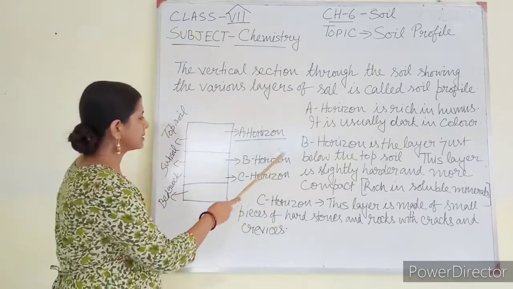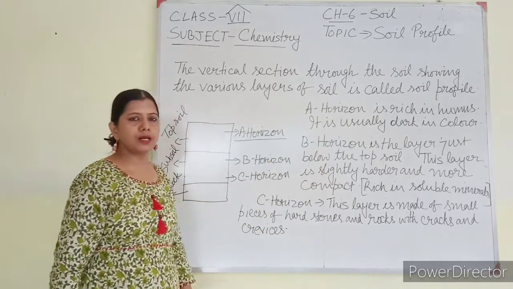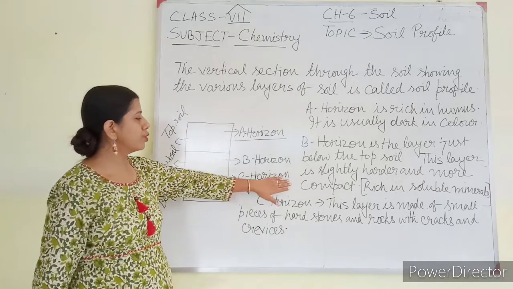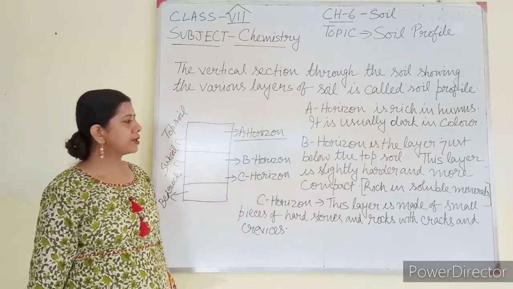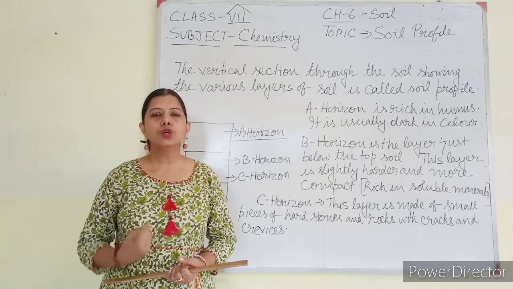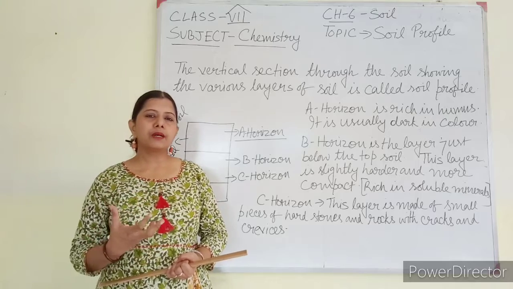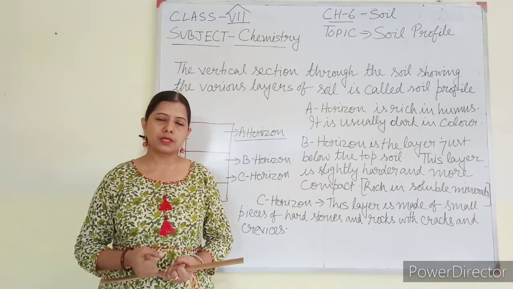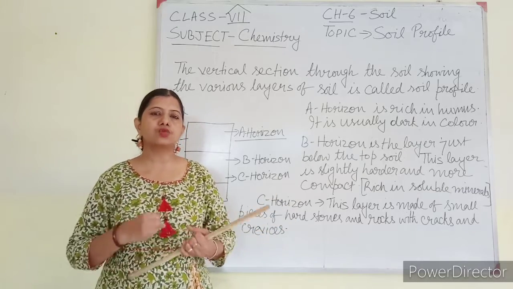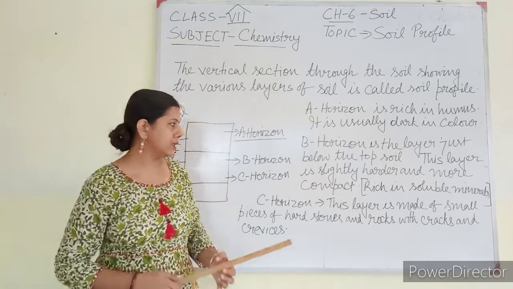Okay. Now next is B horizon. B horizon is the layer just below the topsoil. I already told you, this layer is slightly harder and more compact. As compared to A horizon, the soil present in the B horizon is not loosened easily. It is not loose soil. You need a proper amount of force to dig this portion, because it is harder and compact. The particles of soil are attached to each other with great force of attraction. So it is hard in nature.